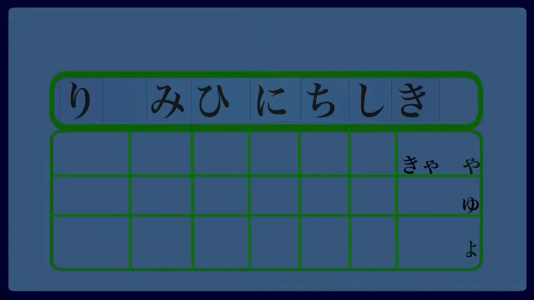So if we take our ki and we write a small ya next to it, the sound would be kya. If we write a ki with a small yu, it's kyu. And a ki with a small yo would be kyo. Remember, the ya, yu, and yo must be about half the size of the other hiragana.